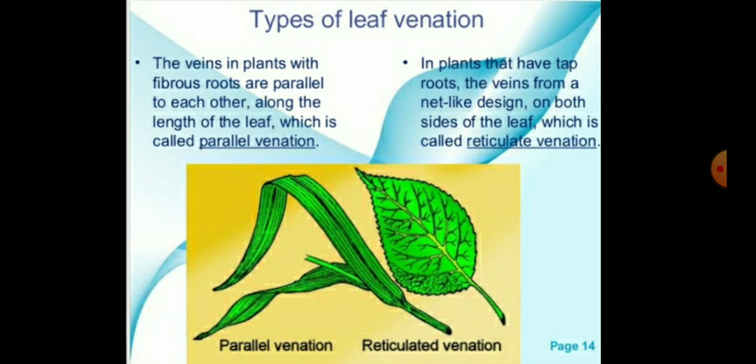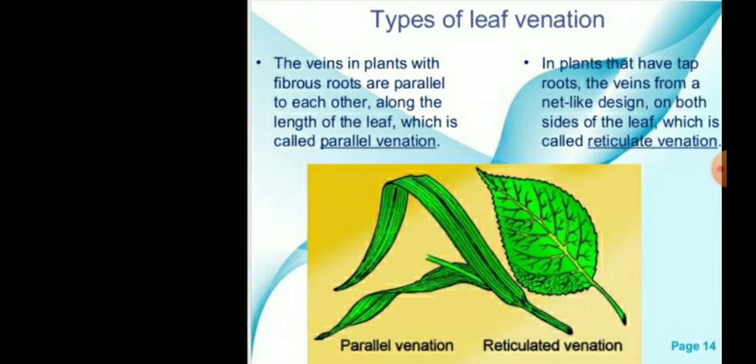The first type of the venation is the parallel venation, when the veins in the plant with the fibrous roots are parallel to each other. Children, you can see in this picture the leaf of the wheat plant, which has parallel venation along the length of the leaf. In the plants that have taproot, the veins form a net-like design, they have the network-shaped venation on both sides of the leaf, which is called the reticulate venation.